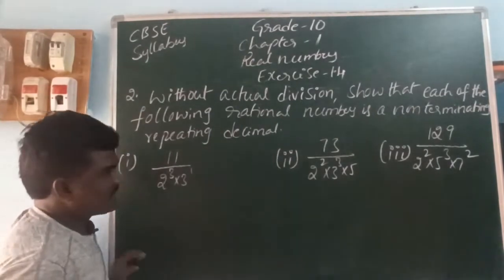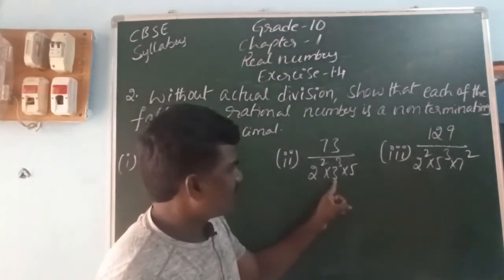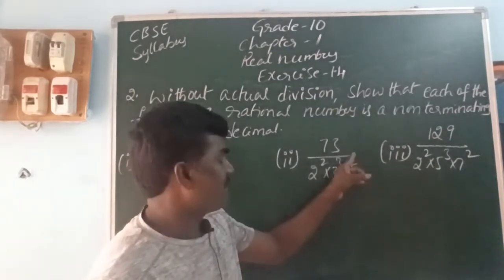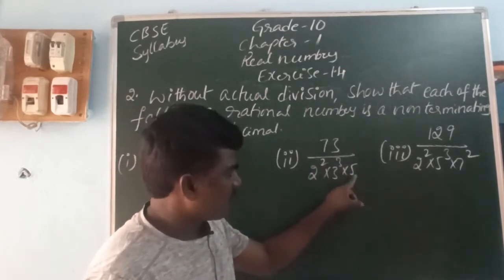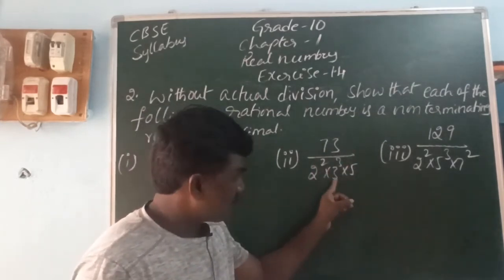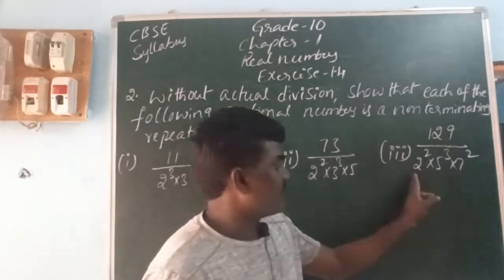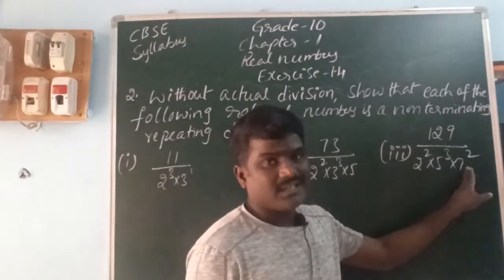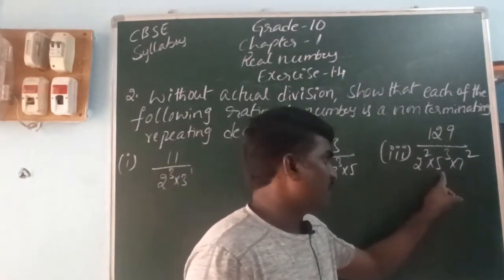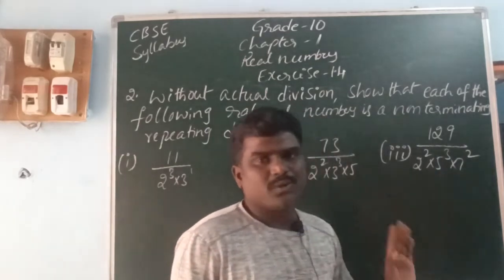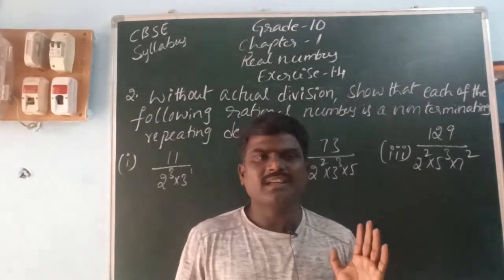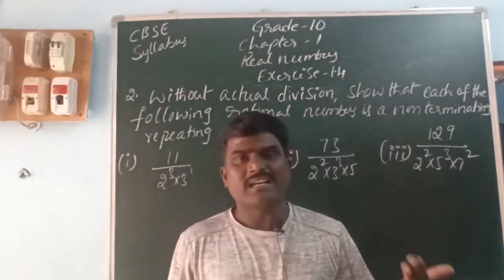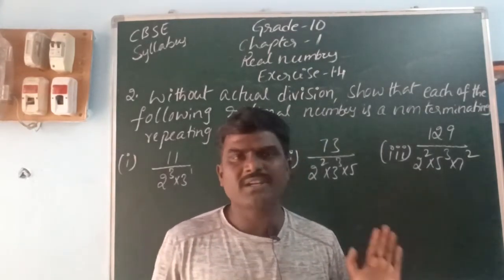Next, the number 2 square into 3 cube into 5. Here the denominator has a power of 2 and a power of 5, and another one is 3. Here also the same: 2 square into 5 cube into 7 square. Here also a power of 2, a power of 5, with 7 square. So if there is only a power of 2 and a power of 5 and a power of 10, then the rational number is a terminating decimal. Otherwise it is a non-terminating decimal.